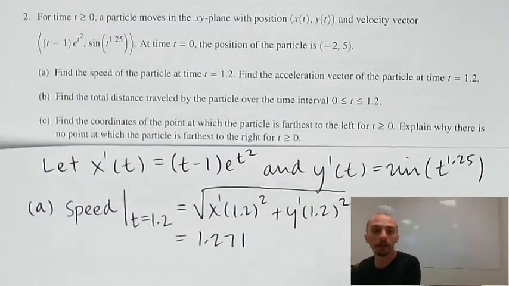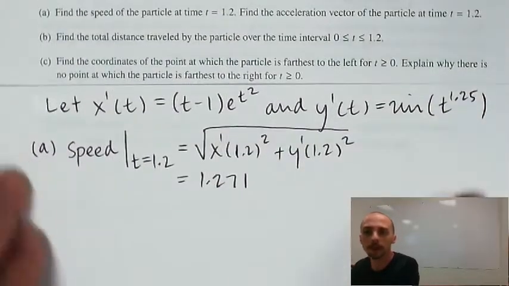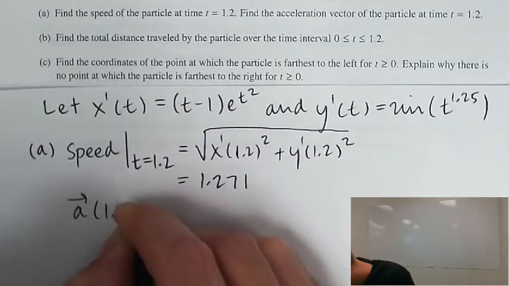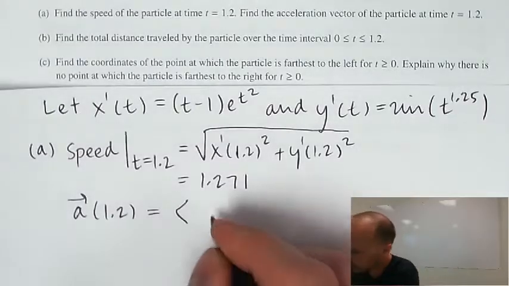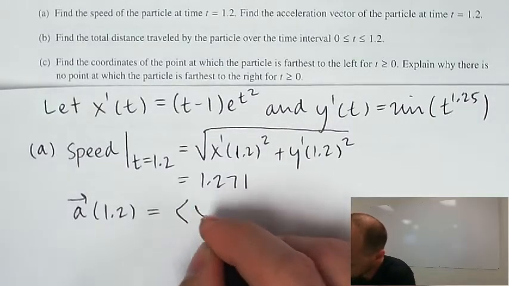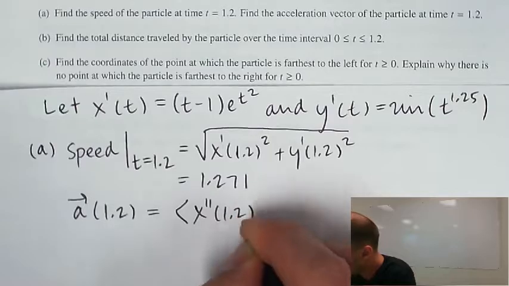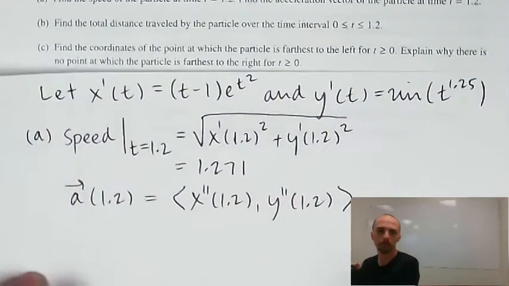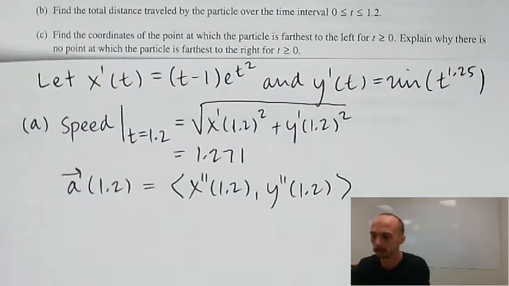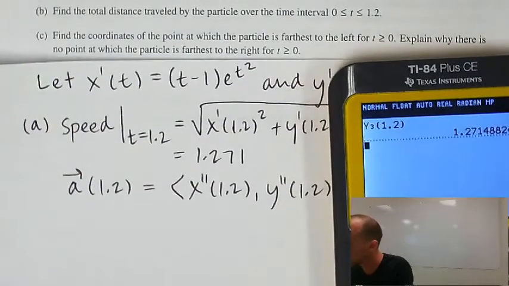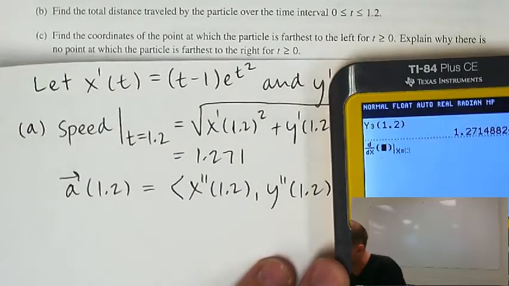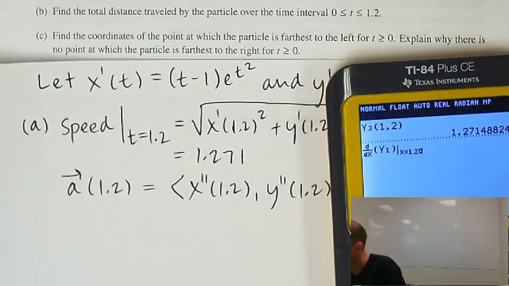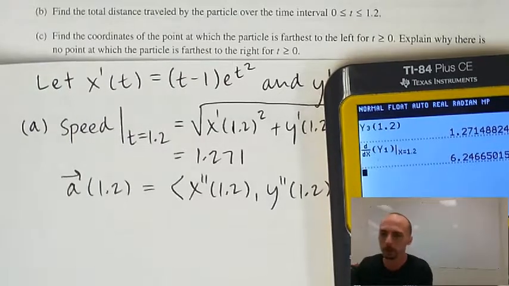Okay, then for the acceleration vector, well, the acceleration vector at time t equals 1.2 is going to be equal to, well, I guess, say x double prime of 1.2 and y double prime of 1.2. Okay, and we can find these values using the calculator, using the numeric derivative functionality, right? I'm going to use math 8. So I'm going to use math 8 on y1, which is x prime of t, at 1.2. And I get 6.247.